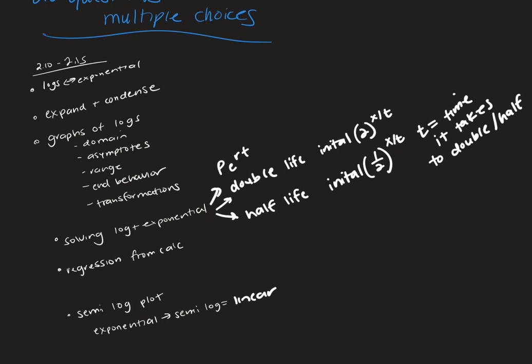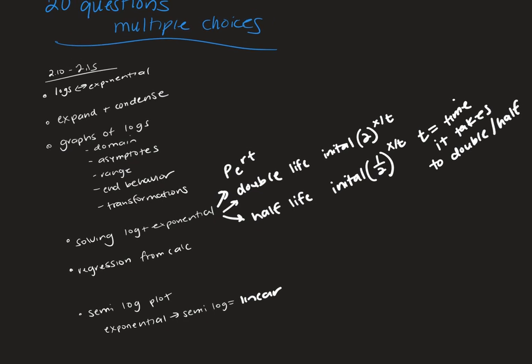Topic-wise, that includes converting logs to exponential or simplifying logs in exponential, expanding and condensing logs. You're not going to hand draw a graph for credit, but you might have to understand what a graph looks like in order to answer a question based on it. So it could be a multiple choice question on what a graph looks like, where the asymptote is, the domain, or end behavior. So all the characteristics of your graphs you need to understand, including your transformations.